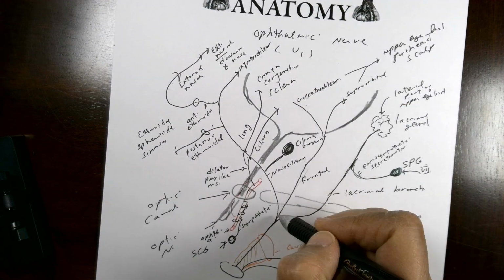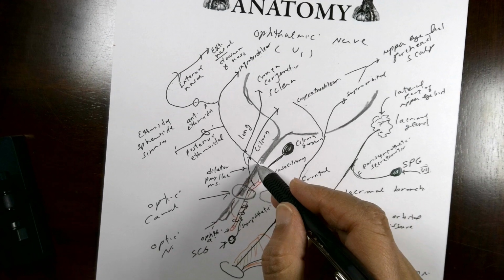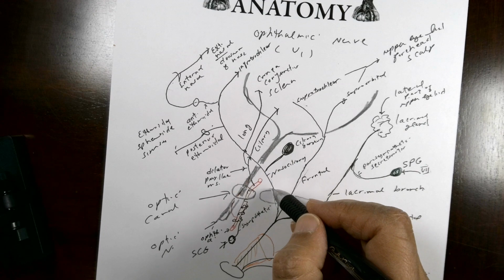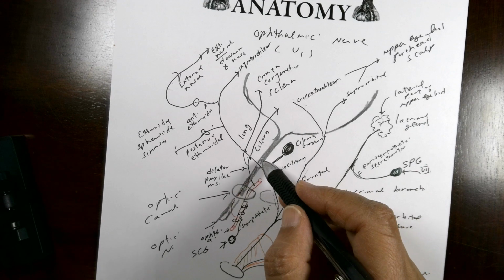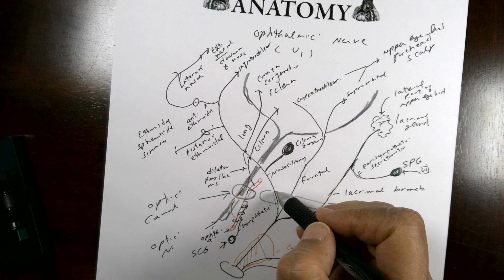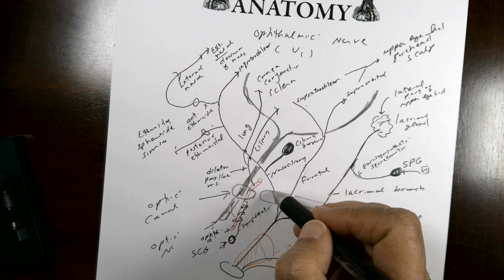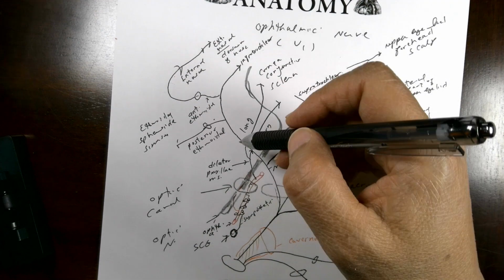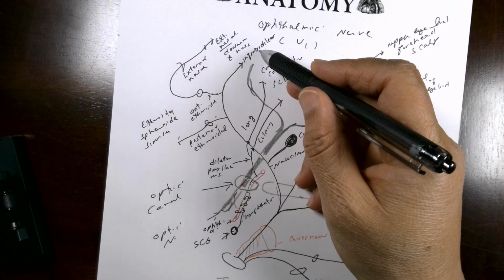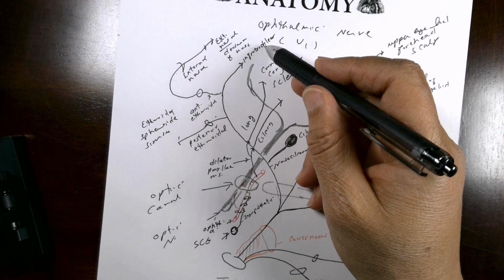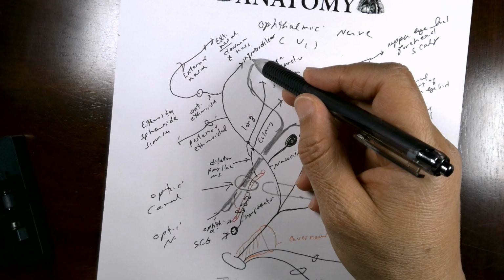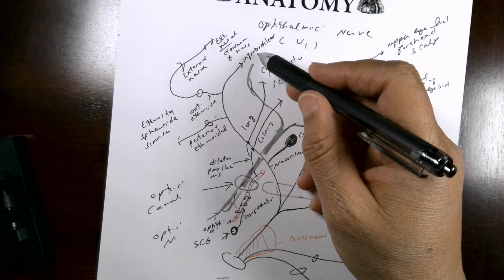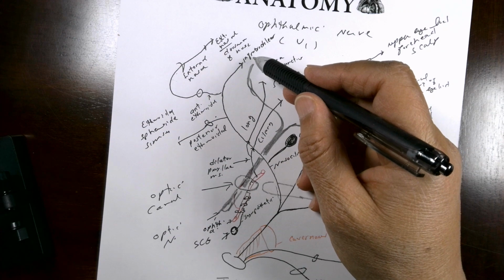The most medial branch is called the nasociliary nerve. The nasociliary nerve travels medially, crossing over the optic nerve. Here is the optic nerve. As you see, the nasociliary nerve comes from lateral to medial above the optic nerve, and continues as the infratrochlear nerve, exiting the orbit as the infratrochlear nerve. The infratrochlear nerve supplies the junction between the upper and the lower eyelids.